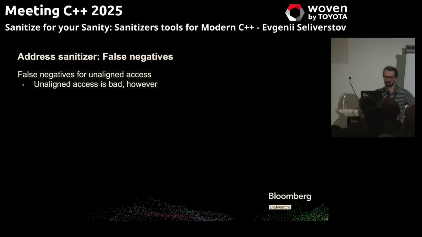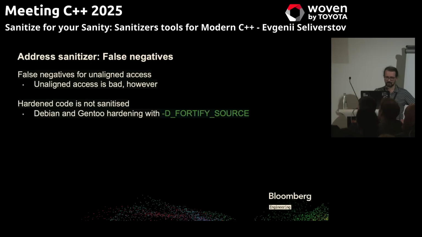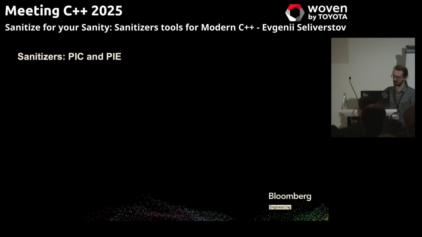What about false negatives? It could be found, actually. Because if you have any unaligned access, you're in a bad situation. Please always align access. It's good for caches, for L1, it's good for performance. And it doesn't work if you are working with an already hardened platform, like Debian or Gentoo installations. But it could also not be a big problem because you're working with your own build.